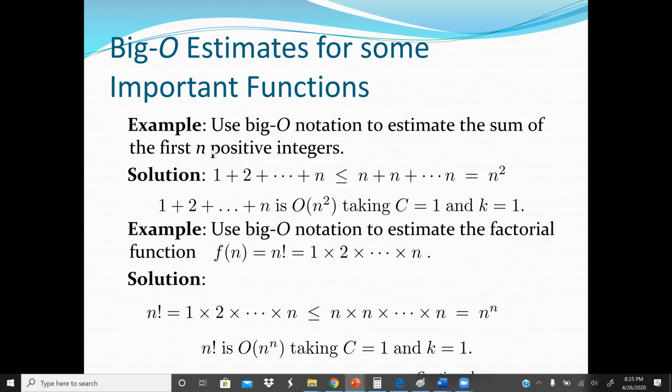Here our goal is to use the big O notation to estimate the sum of the first n positive integers. So 1 plus 2 plus 3 up to n should be less than or equal to n plus n plus n, which will give us n squared. So here we say 1 plus 2 up to n is big O of n squared, taking c as 1 and k as 1.